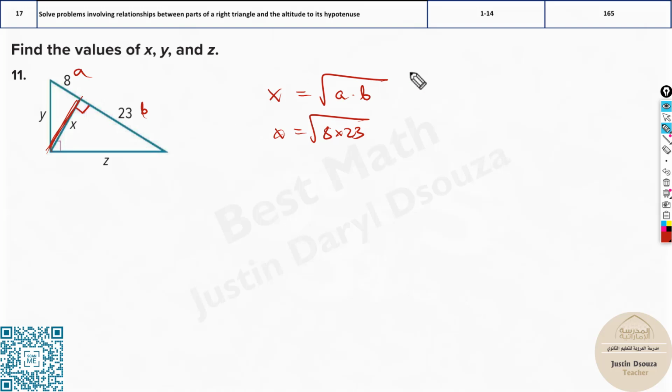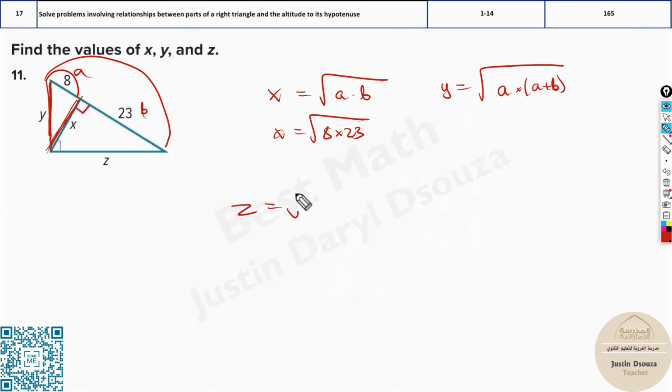That'll be the answer. But now look over here. Y also needs to be found and Z also needs to be found. Now where is Y? Y is at the corner side which is closer to 8, right? You need to choose the side which is the nearer one, A, and the total one. So here the formula is basically the square root of A multiplied by A plus B. This is very, very important. It's not only B, it's not just 23, it's the entire thing. This is crucial. And for the Z value, it's the square root of which two? So now Z is this one. Which is it close to? B and the total value.